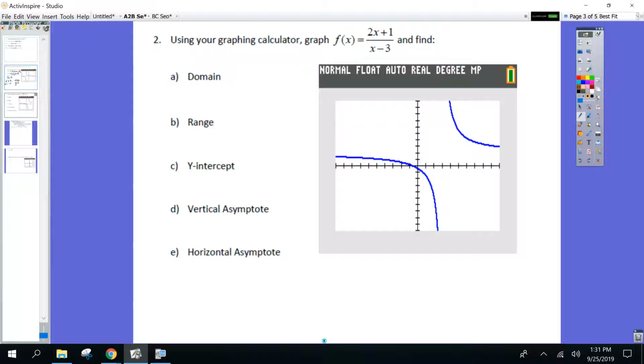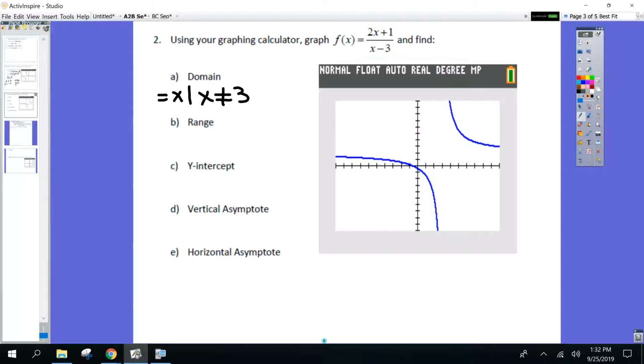Domain. So everyone look on the x-axis right now. There's a point, there's a point, there's a point. Is there any point on the x-axis where I look above and below and there's no graph? What is it? 3? Everyone agree at 3? Yeah, you're correct. So what's my domain? x such that x does not equal 3.